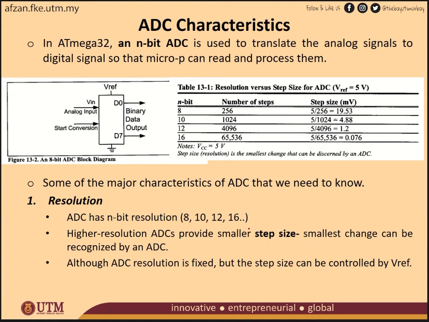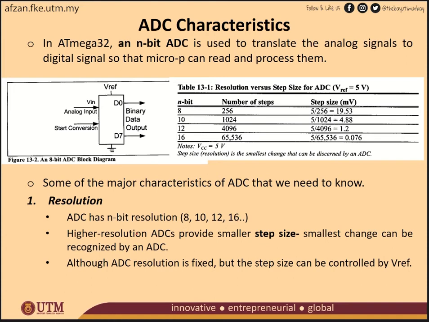Now we are going to see what are the ADC characteristics that we need to know. In ATmega32, an n-bit ADC is used to translate the analog signal to a digital signal so that the microprocessor can read and process it. Some of the major characteristics of ADC that you need to know: first is the resolution. ADC has an n-bit resolution that varies from 8-bit, 10-bit, 12-bit, 16-bit, 32-bit, 64-bit, depending on the ATmega family that you are going to use.